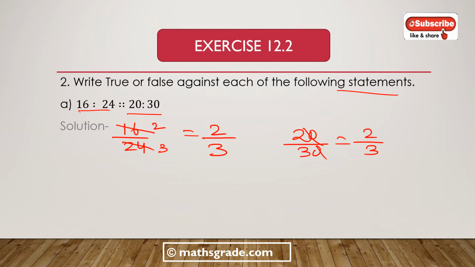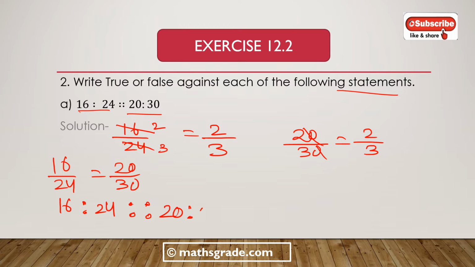So both the ratios are equal. 16 divided by 24 is equal to 20 divided by 30. 16 is to 24 is proportion to 20 is to 30. This is true.